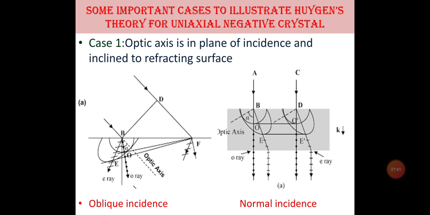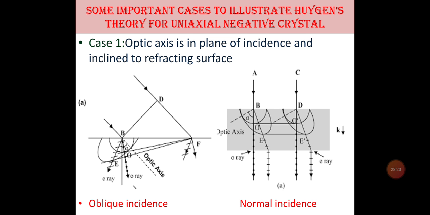According to Huygens' theory, the ordinary wavefront is spherical and the extraordinary wavefront is an ellipsoid. We are considering the negative crystal, so the sphere will lie inside the ellipsoid and they both touch each other at a point along the optic axis. In the oblique incidence we can see that the ordinary refracted wavefront is perpendicular to the plane of the paper, so it obeys the laws of refraction and lies in the plane of incidence.